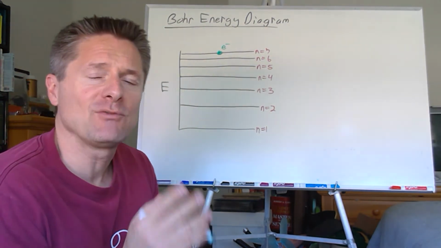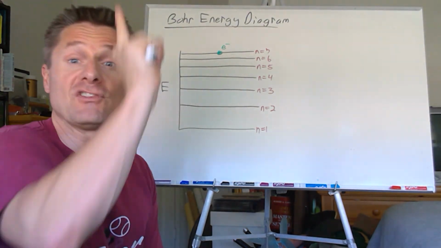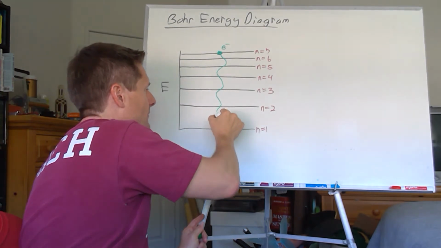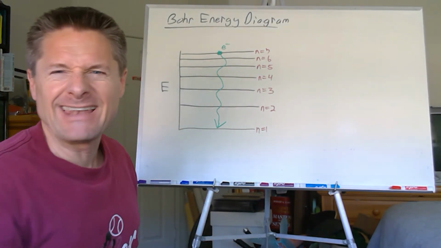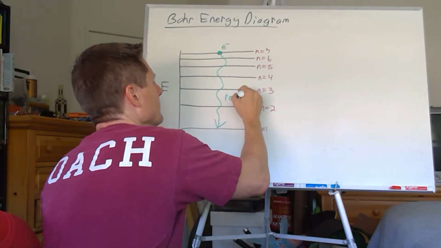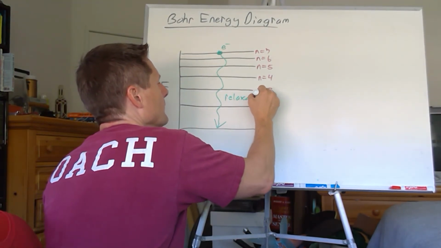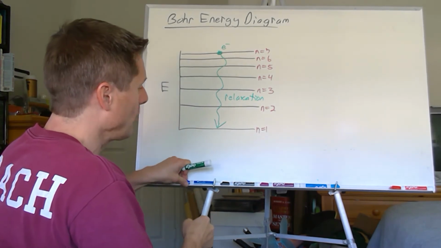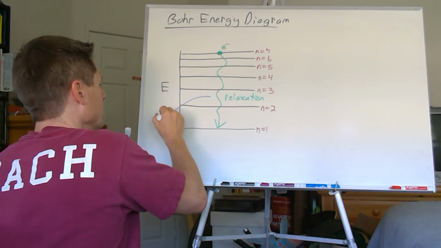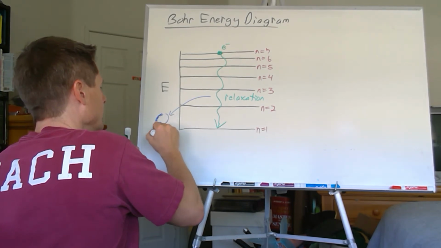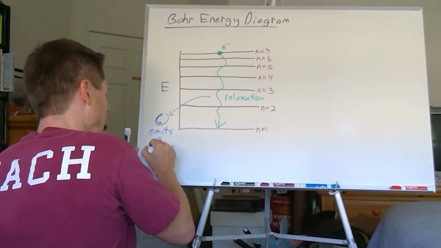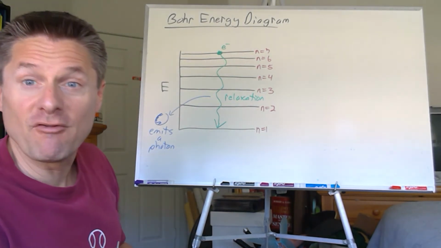Now, a lot of times when you see absorption or excitation, they use a straight line. And a lot of times with relaxation, you'll see a wavy line. Not necessary. You can use straight lines, whatever. So this is relaxation. And of course, that's going to emit a photon. So that emits a photon. You don't have to draw that, right? You don't need to draw the photon leaving.